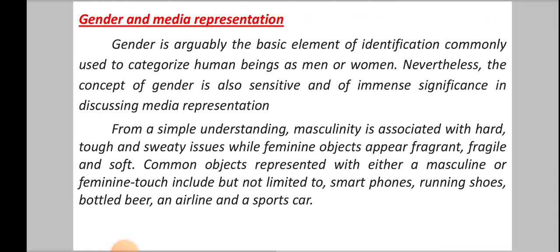Gender and media representation. Gender is arguably the basic element of identification commonly used to categorize human beings as men or women. Nevertheless, the concept of gender is also sensitive and of immense significance in discussing media representation. From a simple understanding, masculinity is associated with hard, tough, and sturdy issues, while feminine objects appear fragrant, fragile, and soft. Common objects represented with either a masculine or feminine touch, including but not limited to smartphones, running shoes, beverages, an airline, and a sports car.